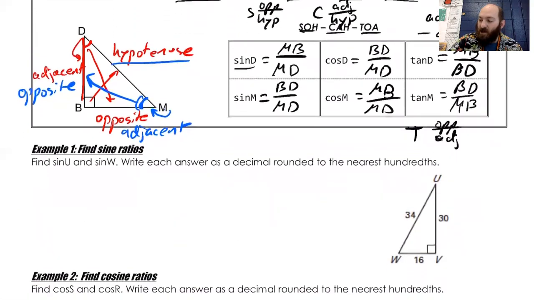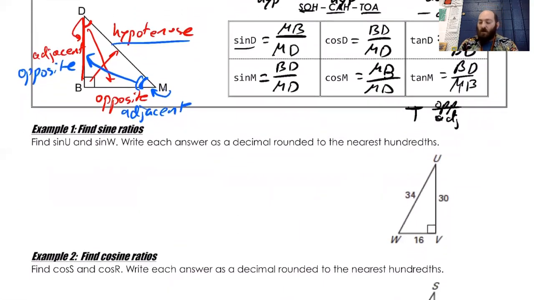But this is how I'm actually going to use this. So we're going to find the sine of U and the sine of W.